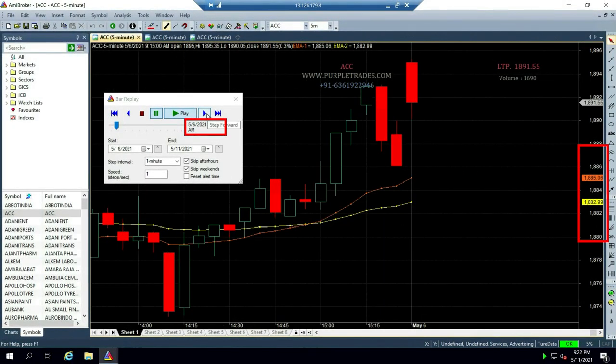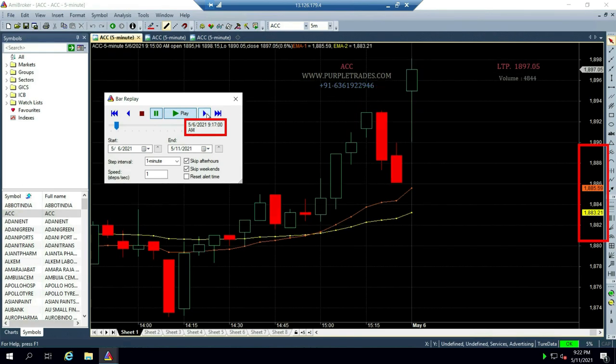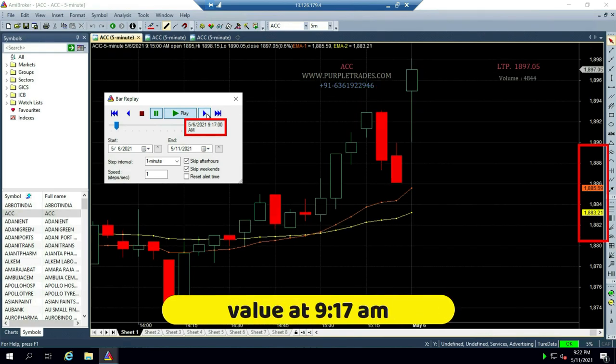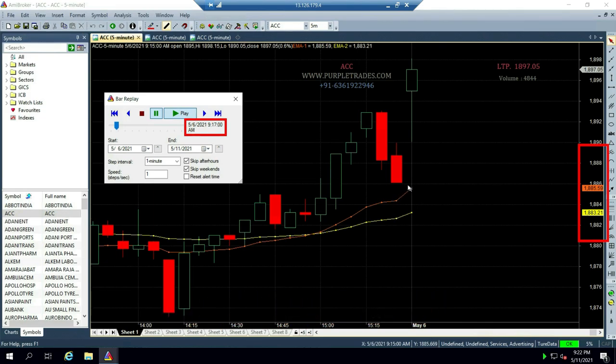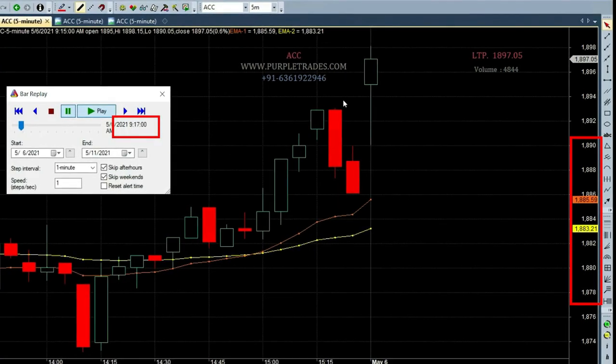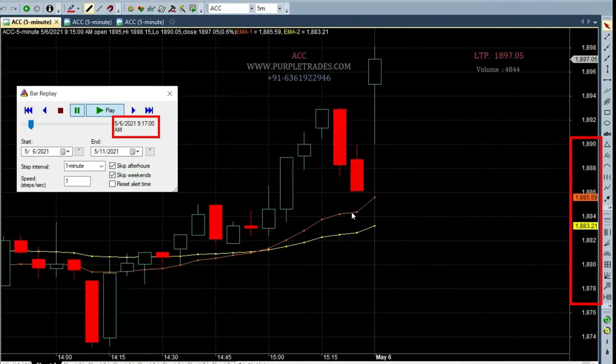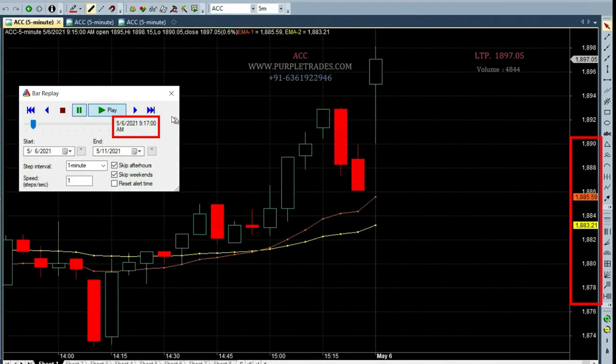Let's go to 9:17. At 9:17, the candle from red has become green. It has moved up, and accordingly these yellow and orange color EMA values have also changed. The yellow color moving average is now at 1883.21 and the orange color has become 1885.59. And this will keep happening until this candle completely closes, because at 9:17 the value of 9:17 is considered as the close for these moving averages. As we go to 9:18, the value will again change.